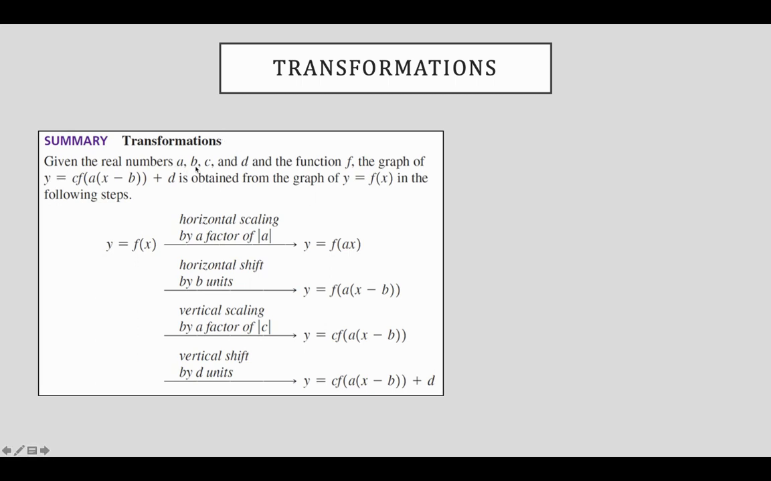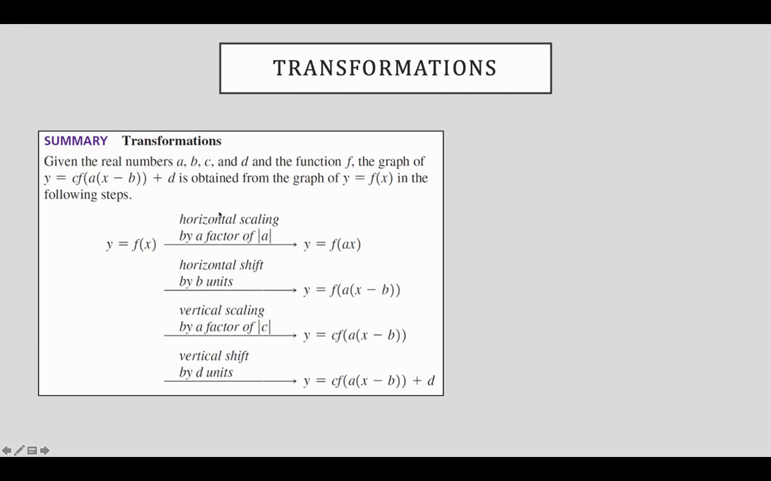Given the real numbers a, b, c, and d, and the function f, the graph of y equals c times f of a times the quantity x minus b, plus d is obtained from the graph of y equals f of x in the following steps. Again, you will want to be able to identify each one of these constants, a, b, c, and d.